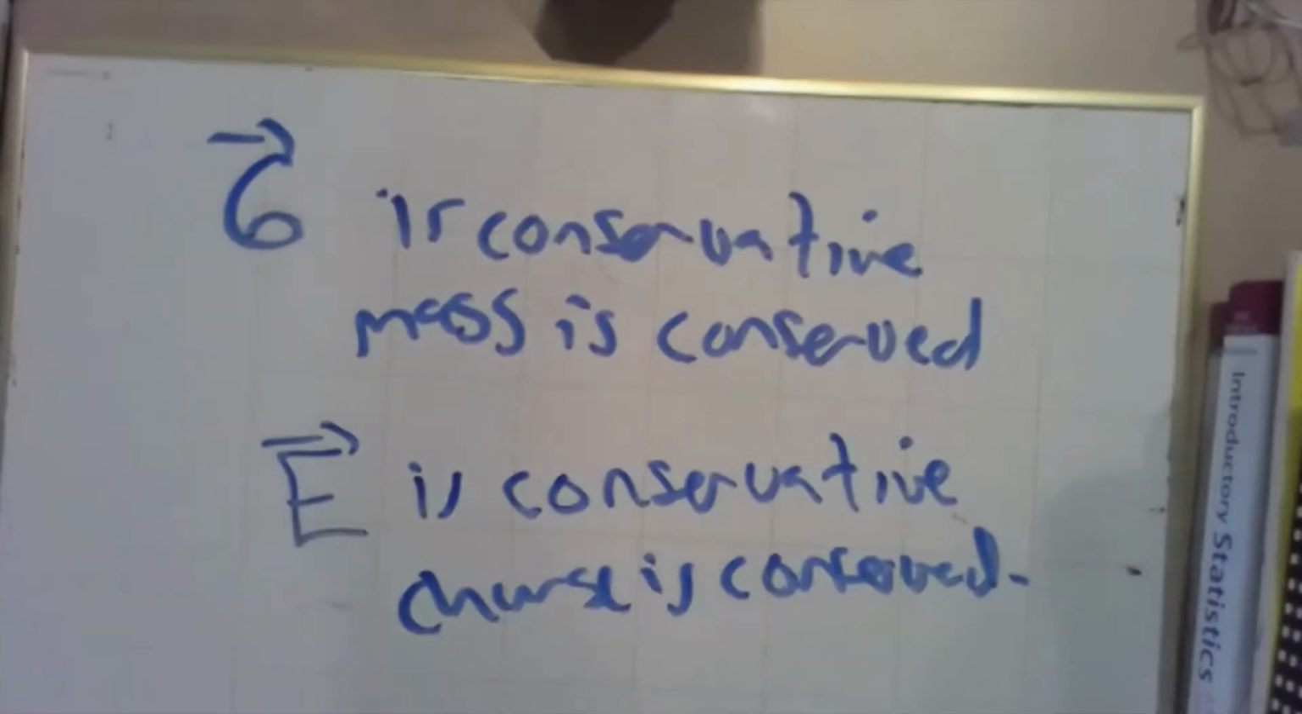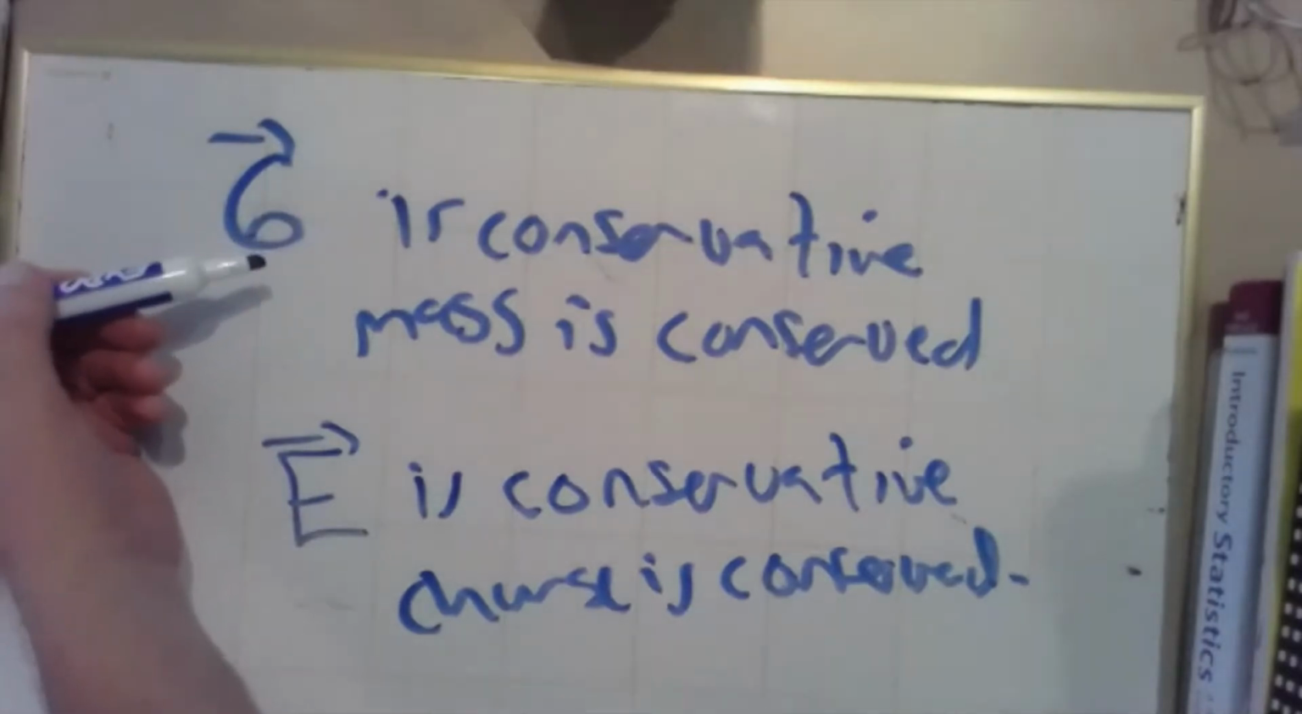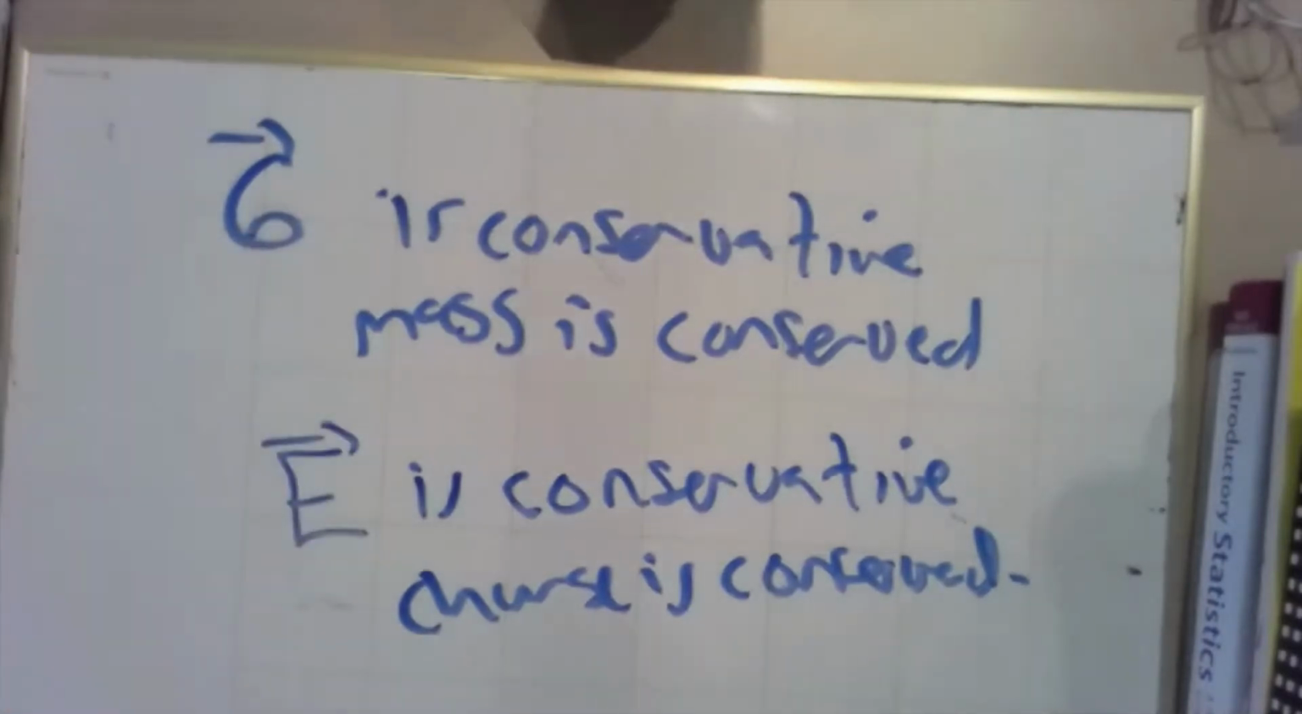What that means is it is the scalar, or it is the gradient of some scalar function. Just like G, gravity, is the gradient of something. We call that the gravitational potential. Now remember gravitational potential energy?